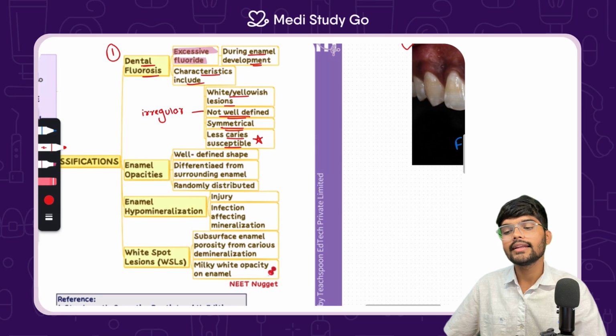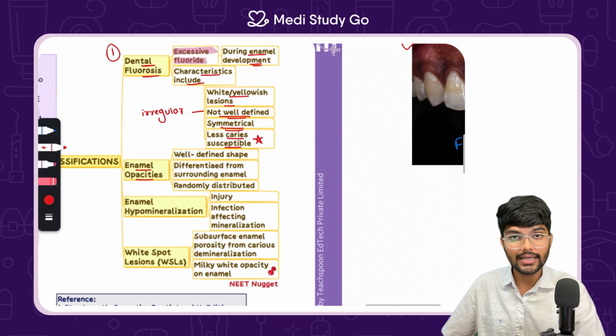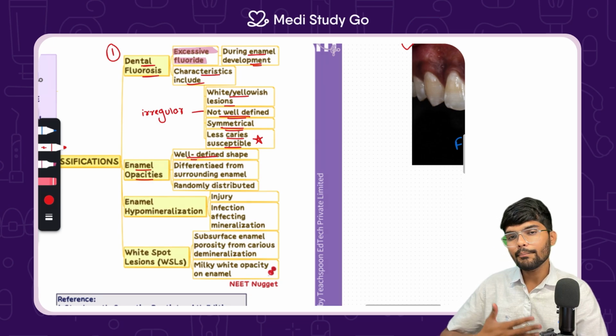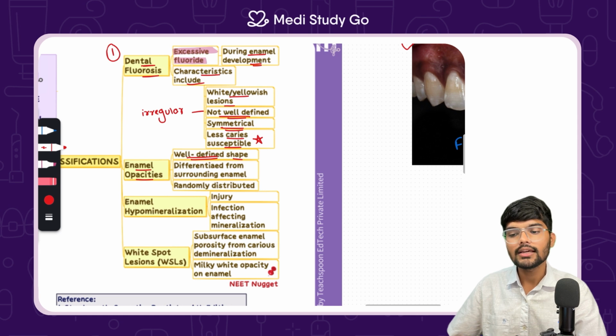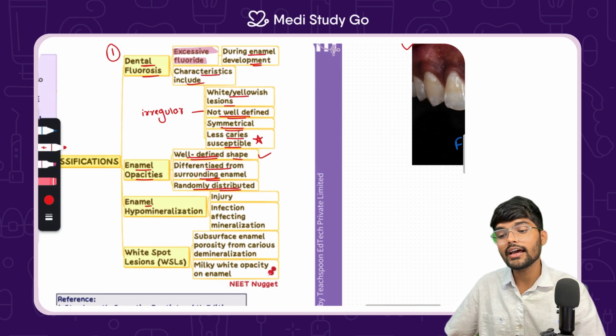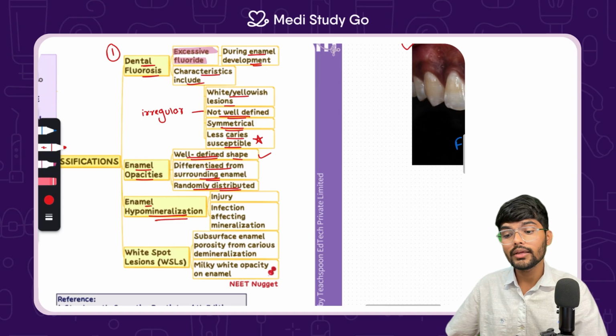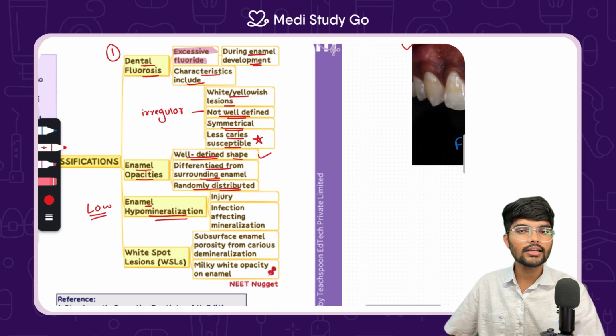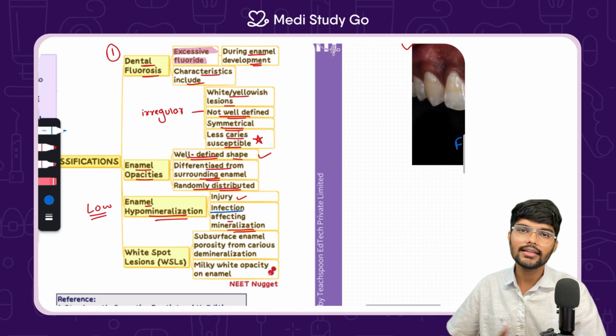Moving on ahead, the next one we have is enamel opacities. They are comparatively well defined and differentiated from the surrounding enamel. Again, they are randomly distributed along the tooth structure. After that, we have enamel hypomineralization, which is basically low mineral content. This can be a result of injury or an infection affecting mineralization. Again, the infection can be a result of the injury itself.